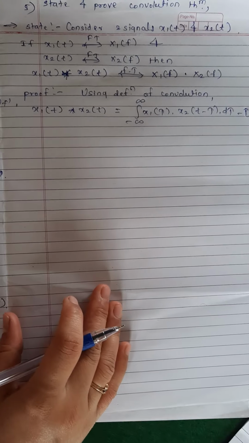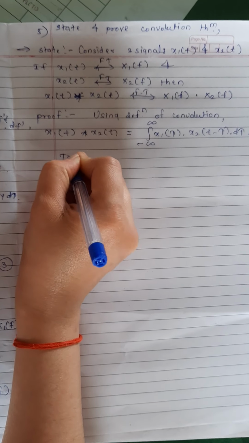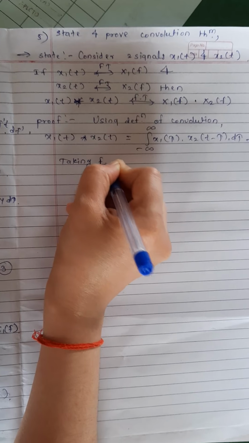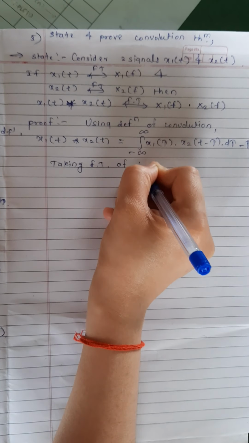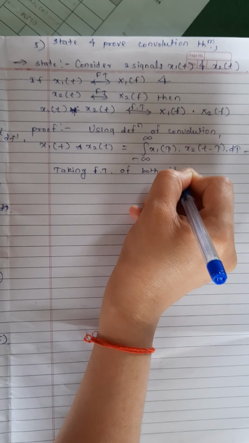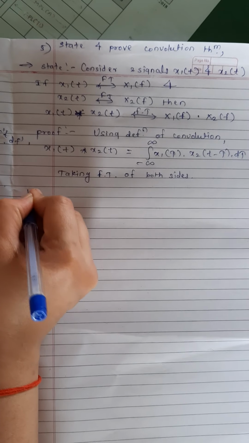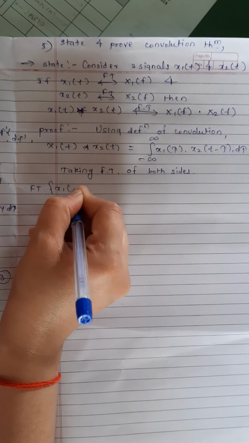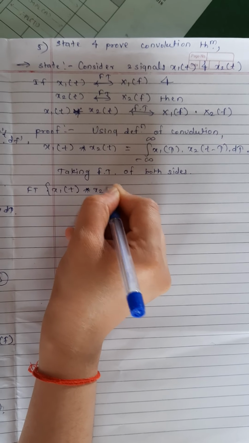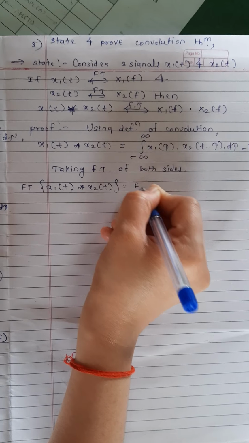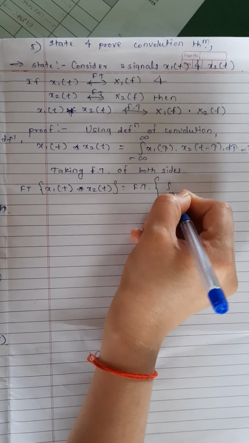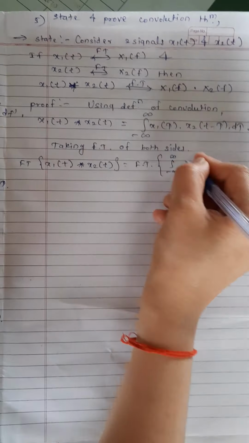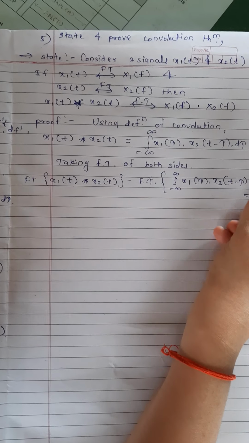Taking Fourier transform of both sides, we can write Fourier transform of x1(t) convolution x2(t) is the Fourier transform of the integral from minus infinity to infinity of x1(tau) x2(t minus tau) d tau. This is equation number 2.